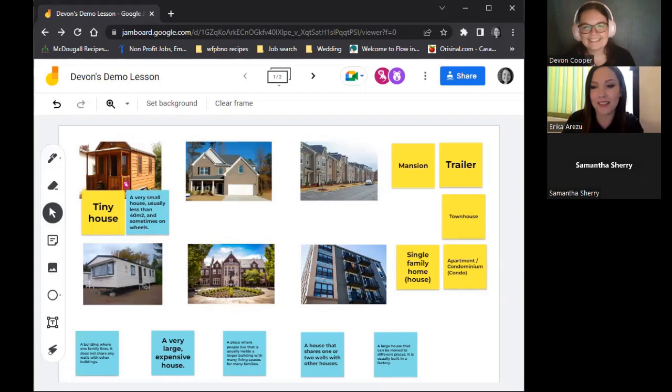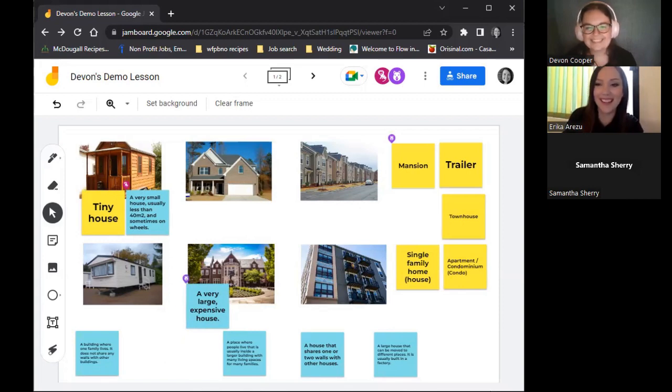Okay. Which one next? Since we did small, I want to do a very large, expensive house, which I can see has to be this one, but what is it called? The mansion? Are you moving it? I'm moving it. Did it work? Yes, it's working. All right. I trust you because I'm not sure about that one. It's good. Let me fix it.